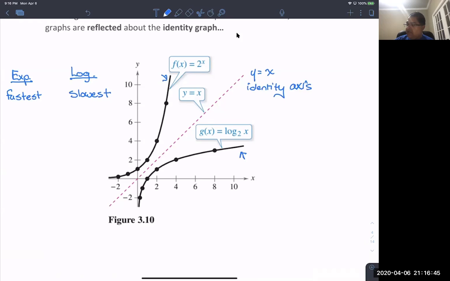Now, the exponential has a y-intercept at 0, 1. Well, guess what the logarithmic has? What is the inverse of 0, 1? If you flip the x and y, you get 1, 0. But 1, 0 is not a point on the y-axis. It is a point on the x-axis. So, as exponentials have a y-intercept, logarithms have an x-intercept at 1, 0.